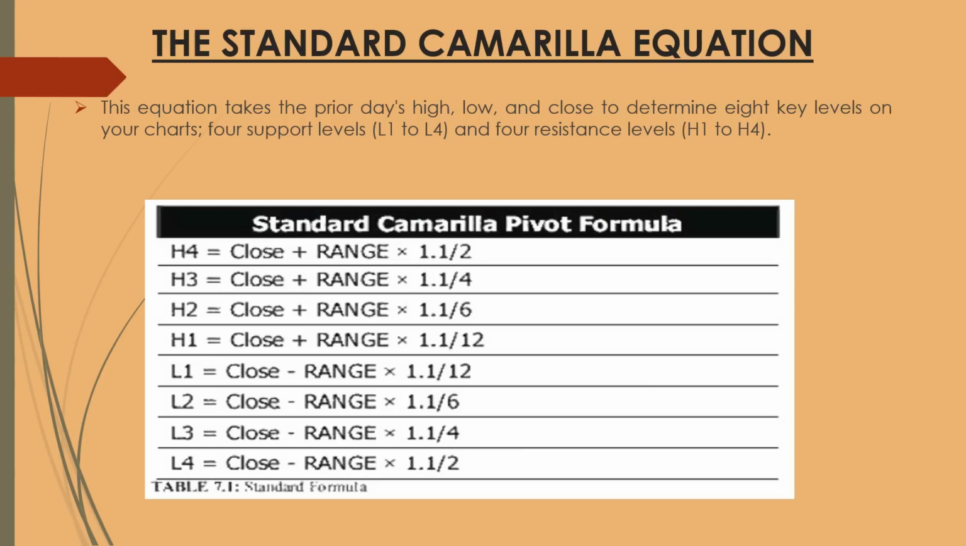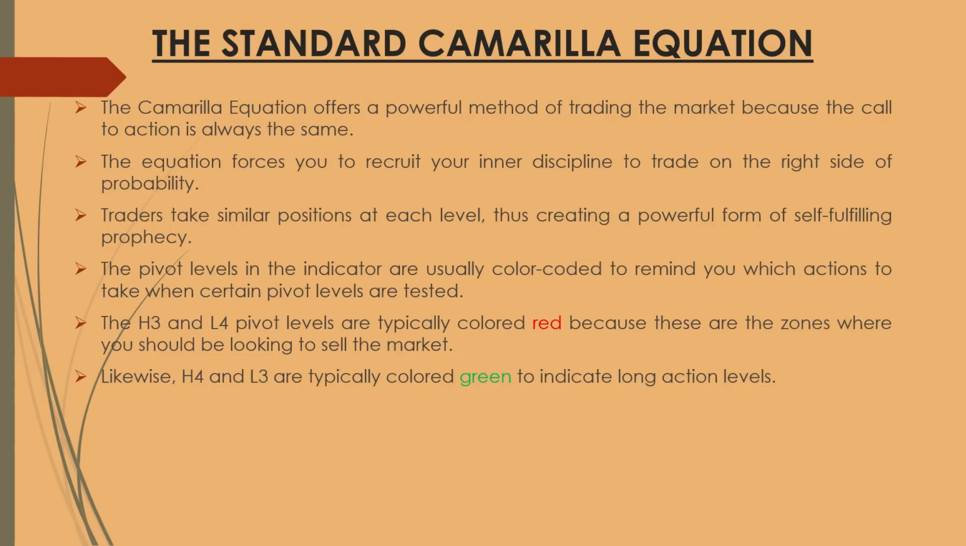Just have a look at the equation for each level. The Camarilla equation offers a powerful method of trading the market because the call to action is always the same. The equation forces you to recruit your inner discipline to trade on the right side of the probability. Traders take similar positions at each level, thus creating a powerful form of self-fulfilling prophecy.